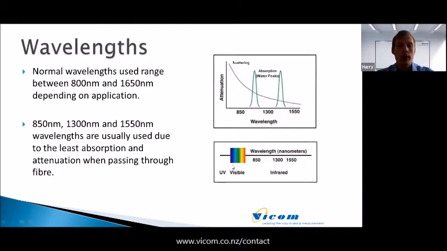Okay, so just touching on wavelengths of light. Wavelengths of light traditionally used for fiber are between 800 nanometers and 1650. The 800 to 1300 band is typically used for multi-mode wavelengths, and 1310 to 1600 is typically used for single mode wavelengths.